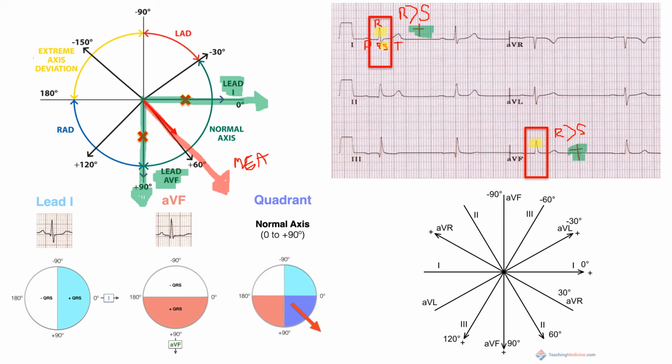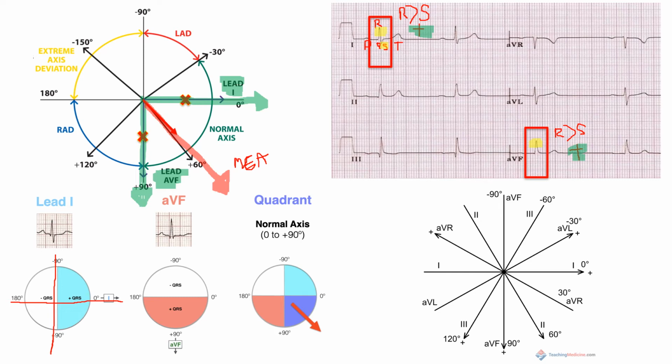There's also a way called the quadrant method, where you shade it in. Let me explain how to do that. Let's take a look at these colored images down here. So here is lead number 1. What you do is find lead number 1, and then draw a perpendicular line to lead number 1.